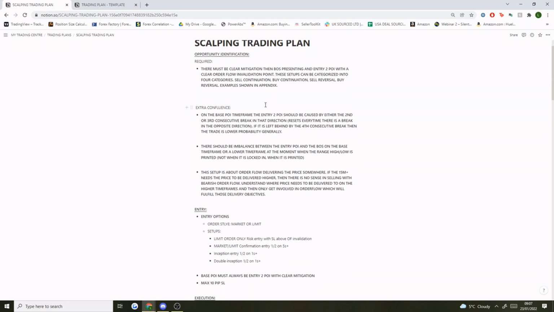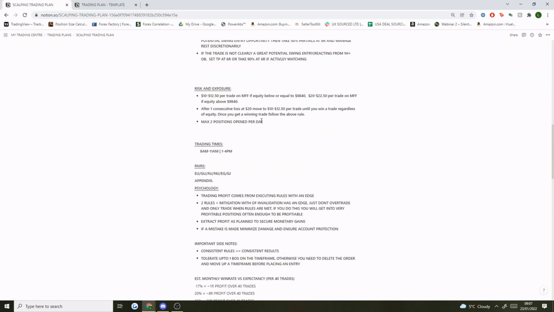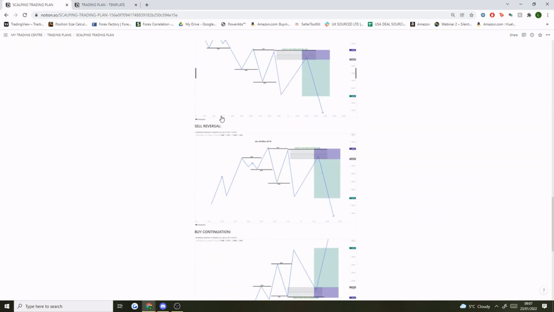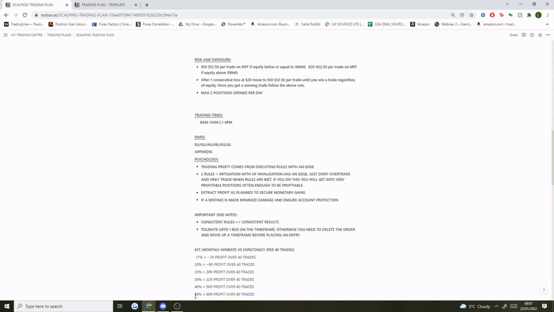Alright guys, I hope you enjoyed me breaking down my trading plan and got some value out of this. I've deleted all the sections and created a separate template for you guys. We've got the opportunity identification, the entry and the execution, then the time frames, the trade management, risk and exposure, trading times, the pairs, and also the appendix. This is literally just this without all the information inside it.